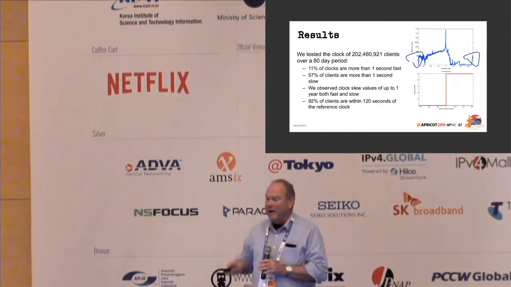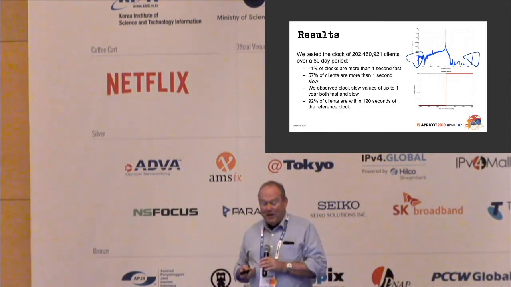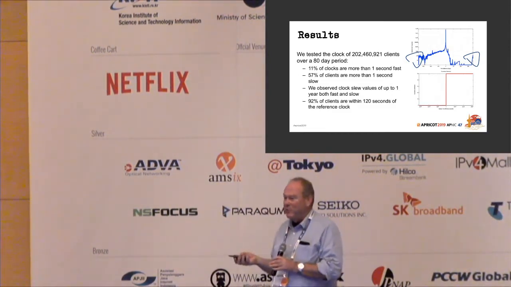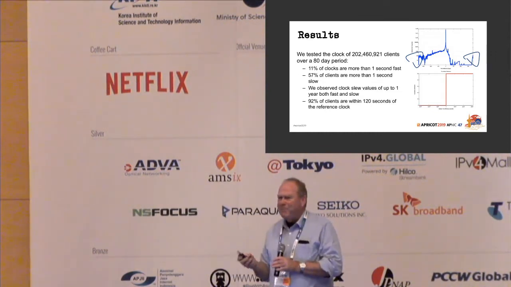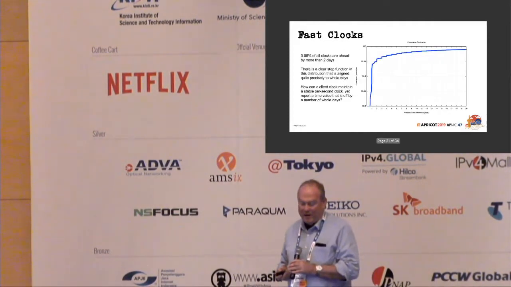Clock slews are out by up to more than a year. Wow. 92% are at least within 2 minutes, which for NTP is pretty bad. 120 seconds is not a very good thing to work off. But that's what we found.